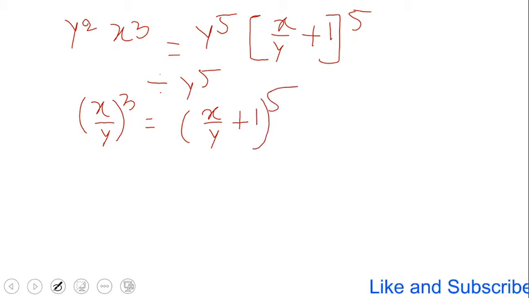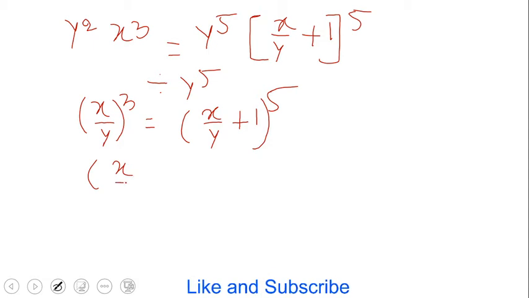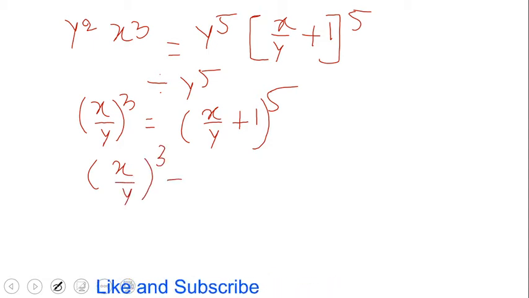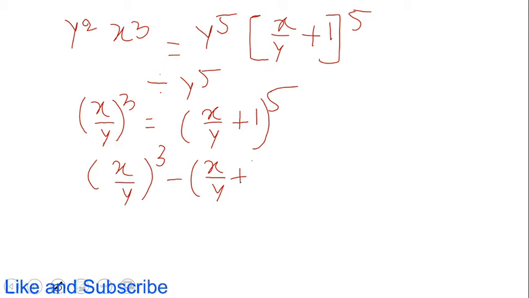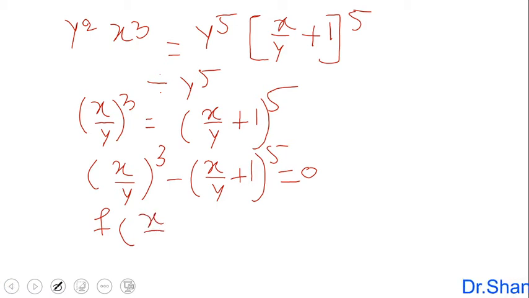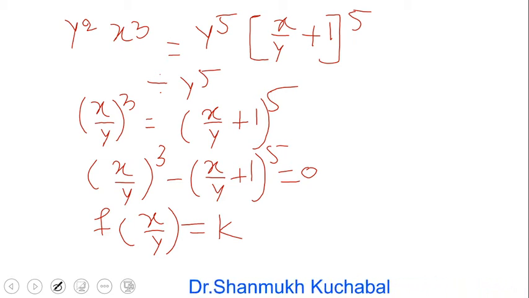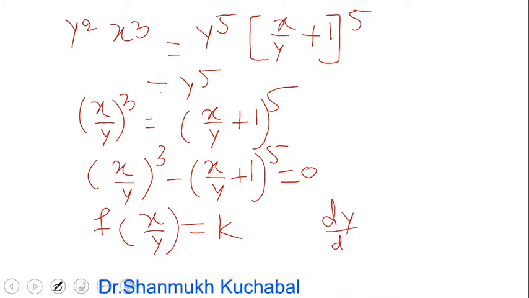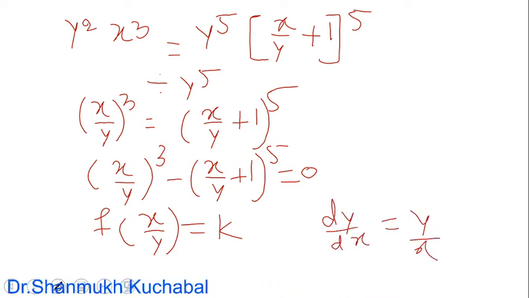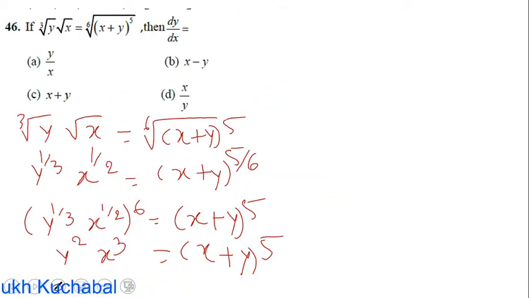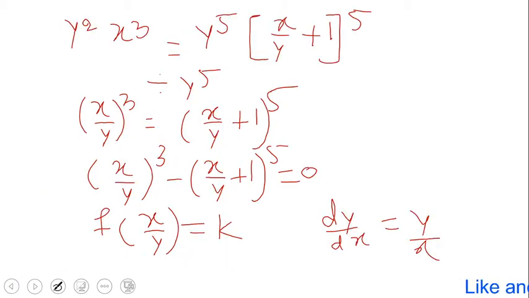So this, if it is a C, we'll take it to LHS. So we get x by y raised to 3 minus x by y plus 1 raised to 5 equal to 0. So this is a function of x by y. So we take k as constant, RHS is a constant. So if we differentiate this one, dy by dx, we get this as y by x over here. Therefore clearly option A is the right answer here. So this is a first page solution. So this is our second page solution.